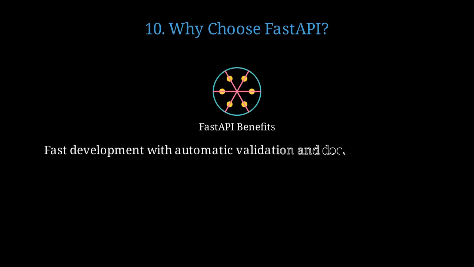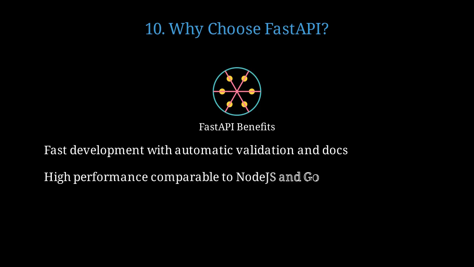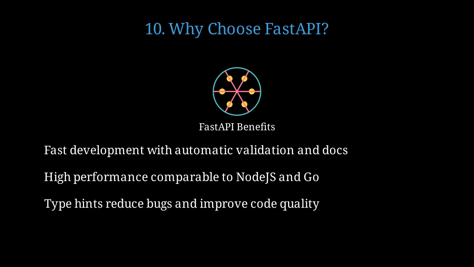Development speed increases dramatically with automatic data validation and documentation generation. FastAPI delivers performance comparable to Node.js and Go, making it suitable for high-traffic applications. Python type hints catch errors early and make code more maintainable and self-documenting.